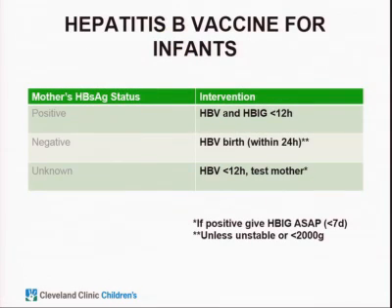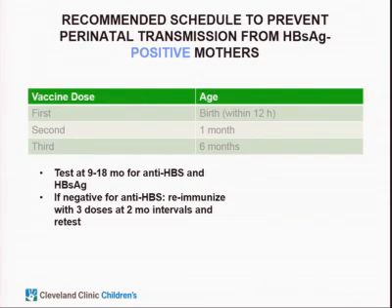So what do we do with Hep B for infants? Well, if mom's Hep B surface antigen is positive, then you want to give both Hep B vaccine and HBIG as soon after birth as possible, certainly within 12 hours. If mom is known to be negative, then you still give hepatitis B at birth. And if you don't know mom's status, as we said, you go ahead and give vaccine and test mom, okay?